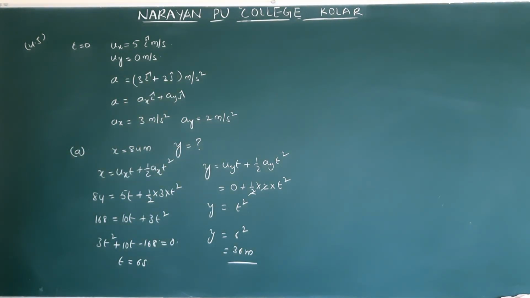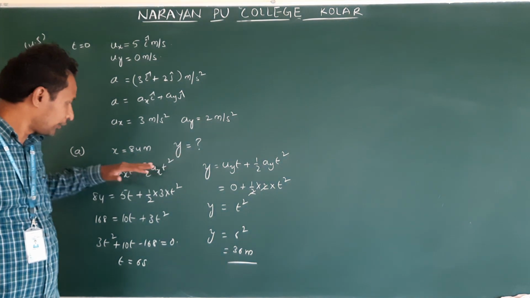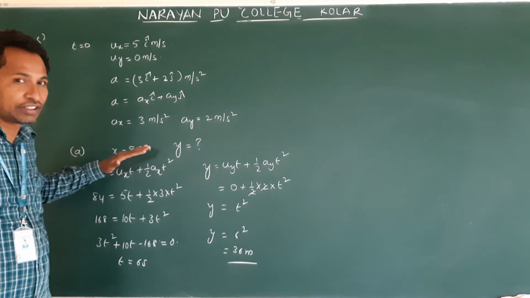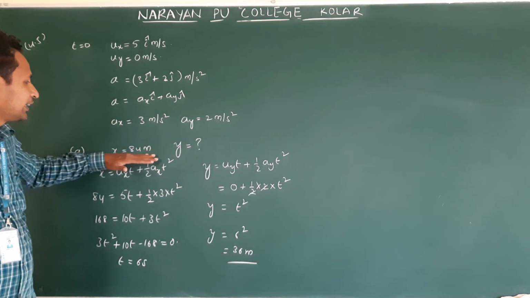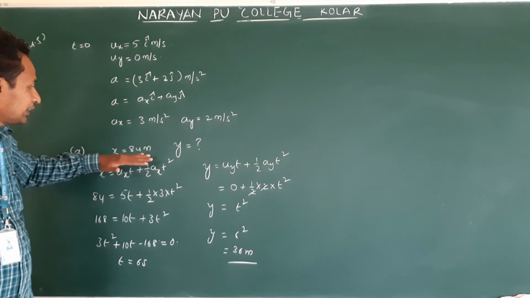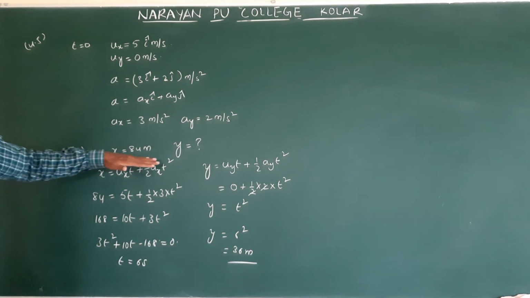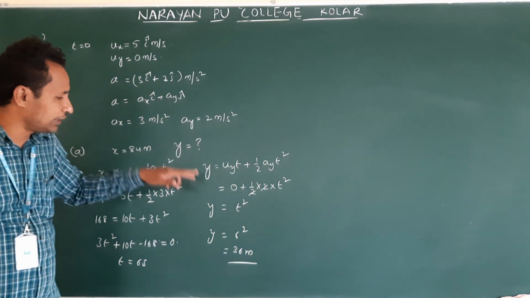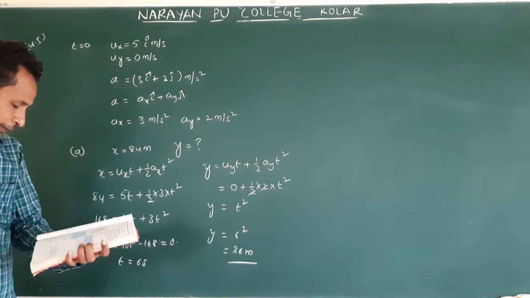Clear? So when the x coordinate is 84 meters, the body is simultaneously moving, covering displacement along y direction and x direction. When the body covers 84 meters along x direction, at that moment the displacement along y direction is 36 meters. This is the first question.